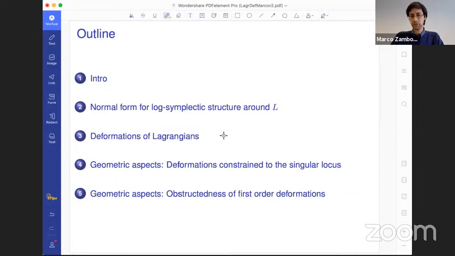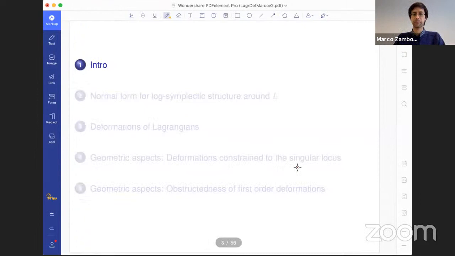To study deformations of geometric objects, what you typically do is first prove a normal form theorem so that you have better control of the geometry. That's what I will do here in section two. And then very often there is some algebraic structure that governs the deformations, a differential graded Lie algebra or an infinity algebra. In this talk, there will be no L-infinity algebras. And once you establish what the algebraic structure is governing the deformations, you can use it to get some geometric consequences. That's what I will do at the end.